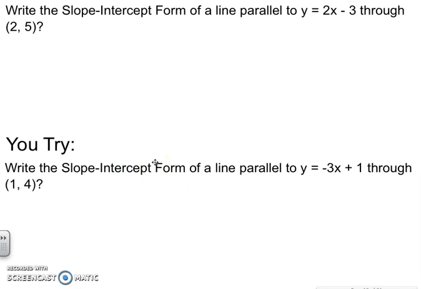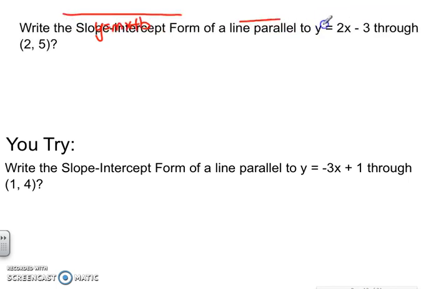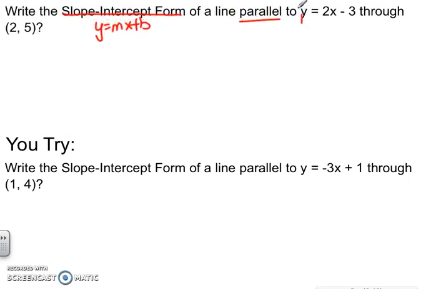So I'm going to do one, and then you're going to do one of these on your own. So the question says, write the slope-intercept form, okay? And I know that's y equals mx plus b of a line parallel to this line through this point, okay? So first off, if it's going to be parallel, I know it's going to have the same slope. So I know my slope is going to be a 2, okay?